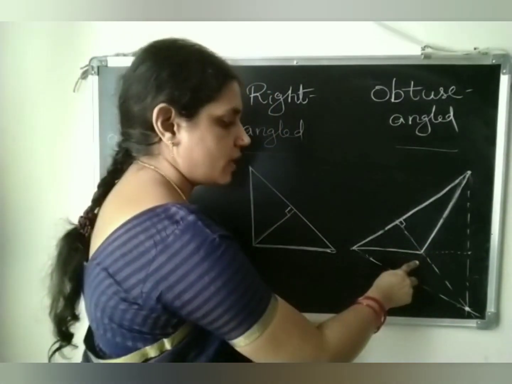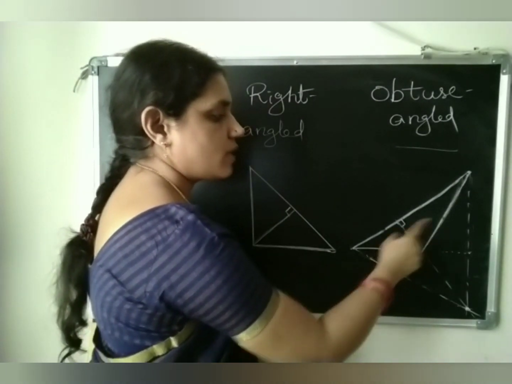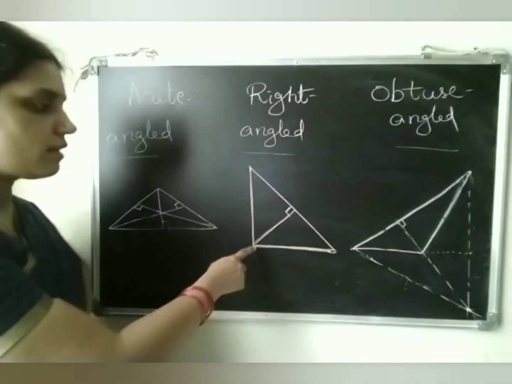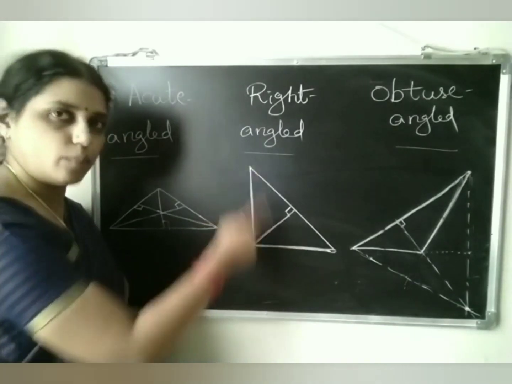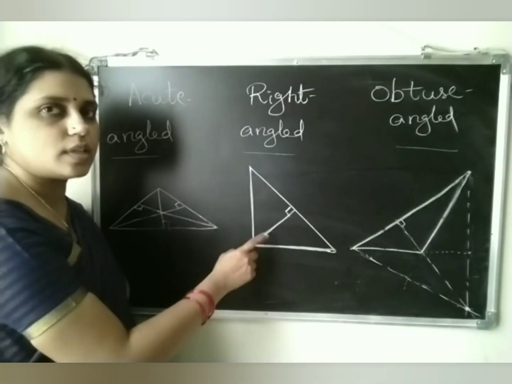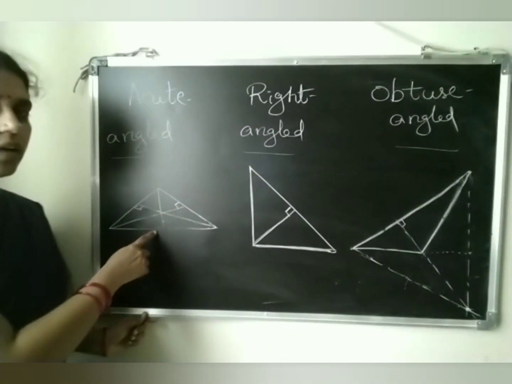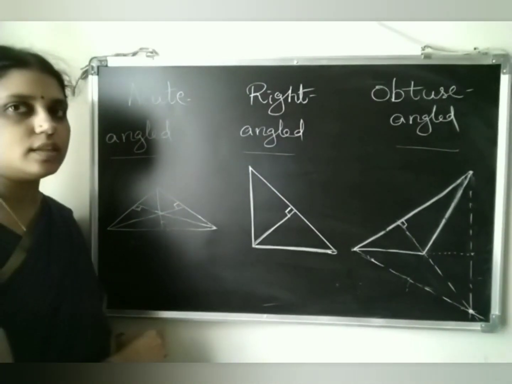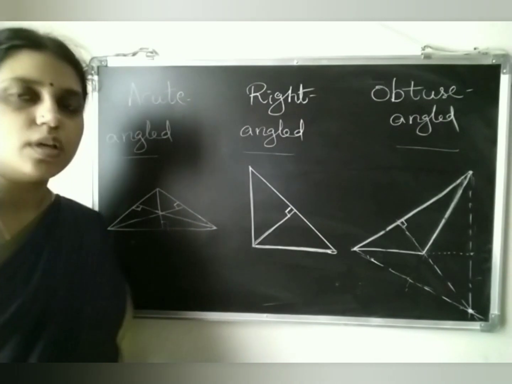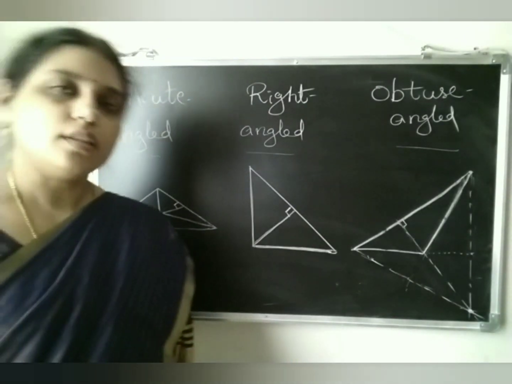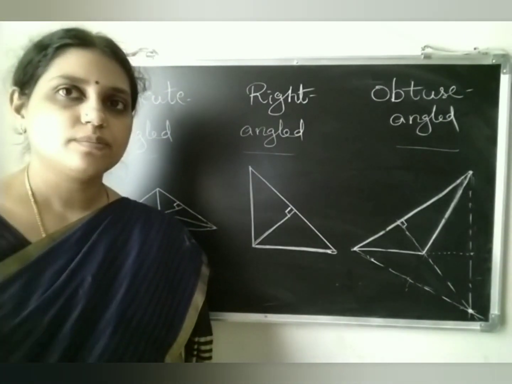So for an obtuse angle triangle, 2 altitudes lie in the exterior. For a right angle triangle, 2 altitudes lie on the boundary, means they are 2 sides only. And for an acute angle triangle, all the 3 altitudes lie in the interior. This is the important concept you have to remember about the altitudes. Understood, children? Thank you.